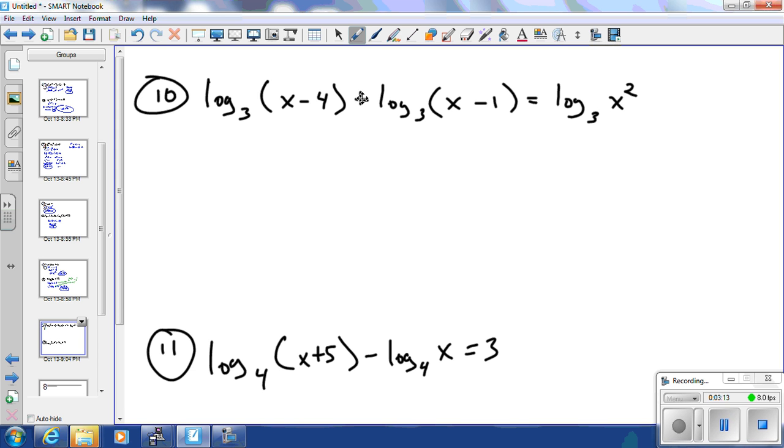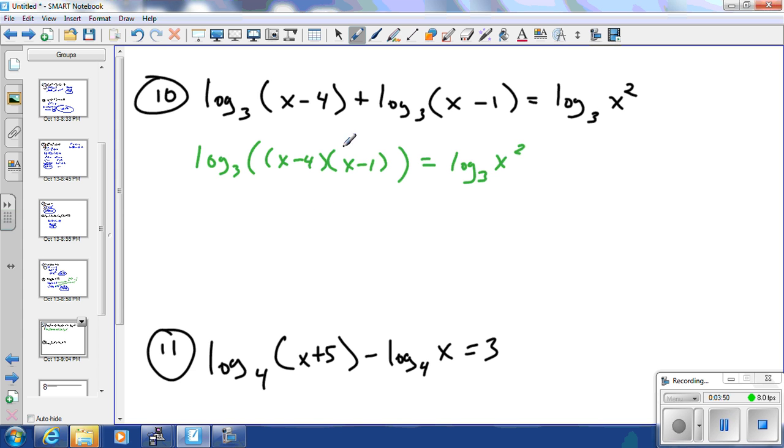Here we're going to take advantage of the fact that when I see 2 logs of the same base being added, I can also think of that as the log, in this case, log base 3 of, I'll write it this way, x minus 4 times x minus 1. Because we know if I take the log of x times y, that's equal to the log of x plus the log of y. I'm using the same principle here, basically.